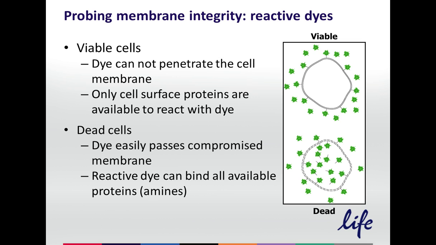So essentially, when a cell is live, the plasma membrane is intact, and the dye is only free to bind to proteins on the cell surface. However, if the plasma membrane is compromised, the dye can get in, and so it can react with all the cellular proteins. And this gives rise to a much brighter signal, which on that flow cytometry plot on the previous chart, you can see why the dead cells have 2 to 3 log orders higher fluorescence than the live cells.